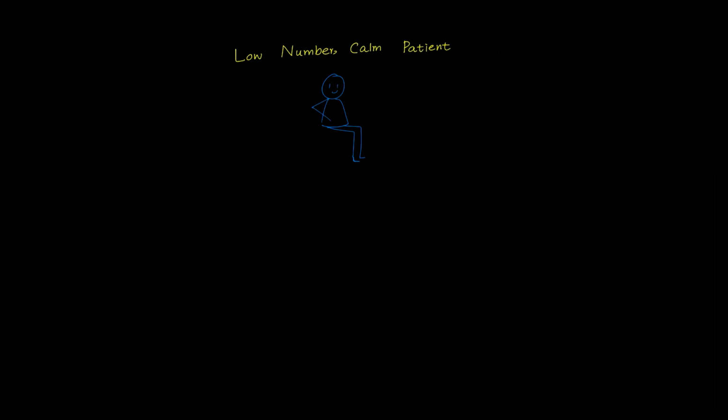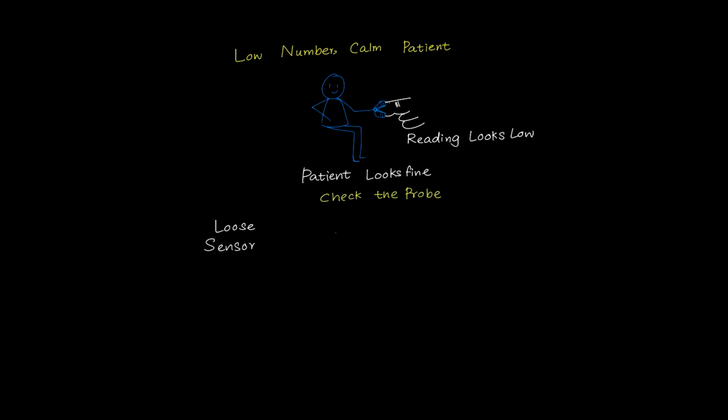Cold fingers, poor probe contact, nail polish, or a loose sensor can all produce a false low reading. The patient in this scenario has normal skin color, easy breathing, and no distress. That clinical picture does not match the number. When the patient looks fine and the number says crisis, the number is usually wrong.